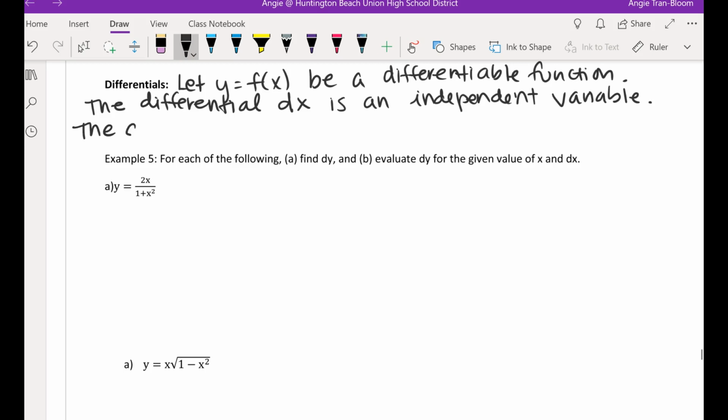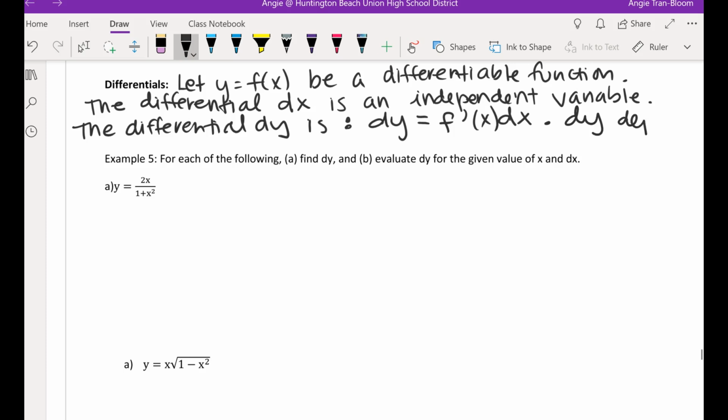The differential dy is dy equals f prime of x times dx. dy depends on both x and the differential dx.